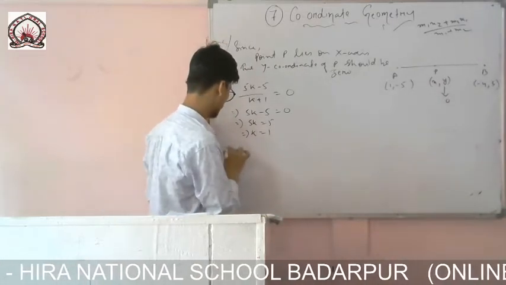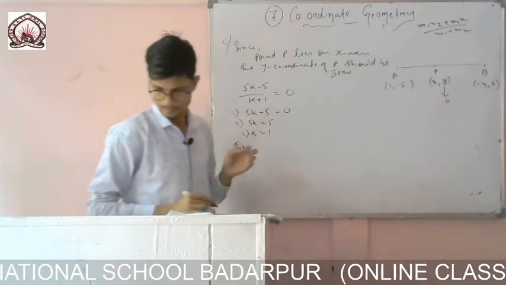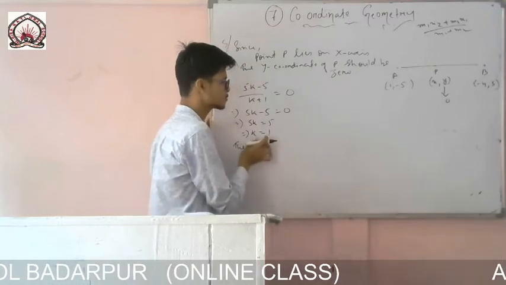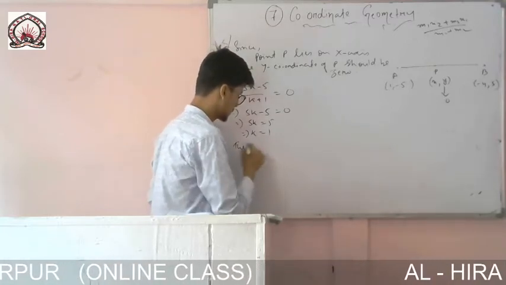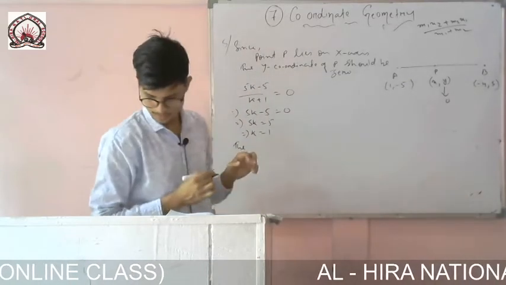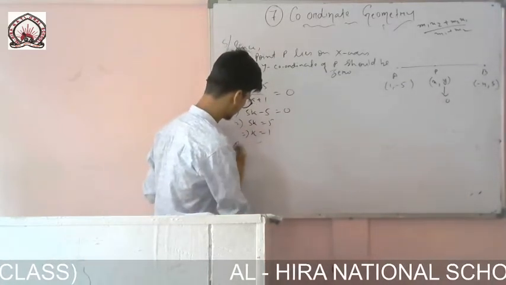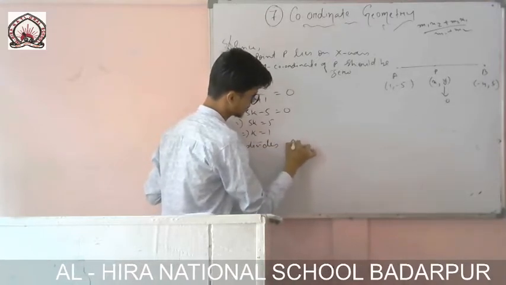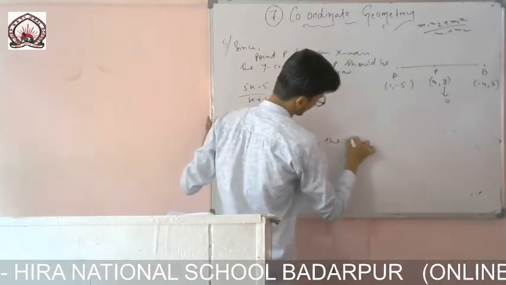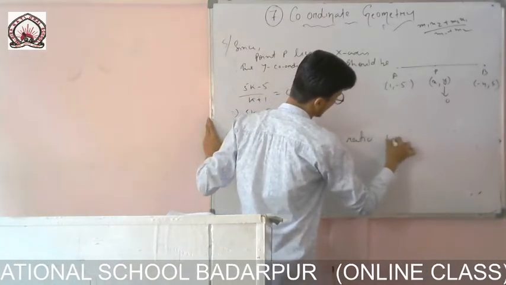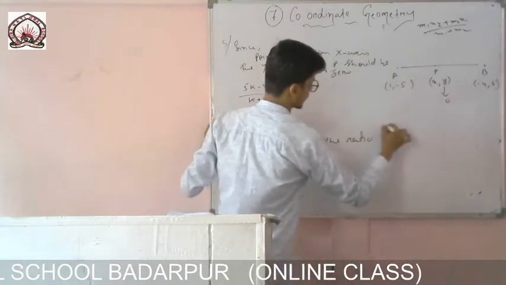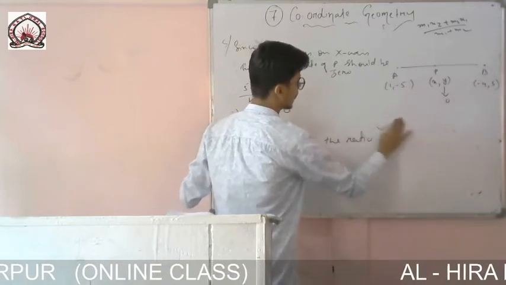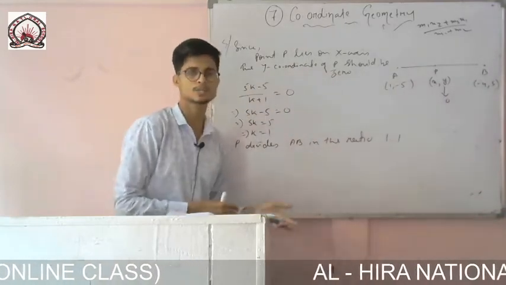So we can say that P divides AB in the ratio k is to 1. That means the value of k is 1, so it will be 1 is to 1. Therefore P divides AB in the ratio 1 is to 1, because we have taken it as k is to 1 and the value of k came 1. So earlier what I have said, if it is 1 is to 1, then directly we can use the formula.